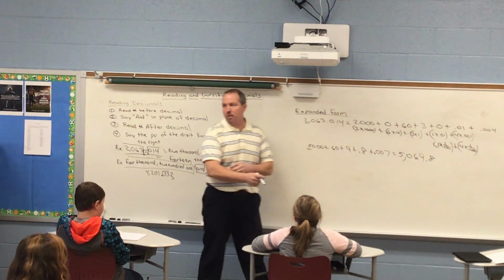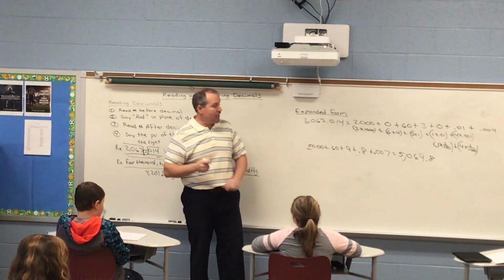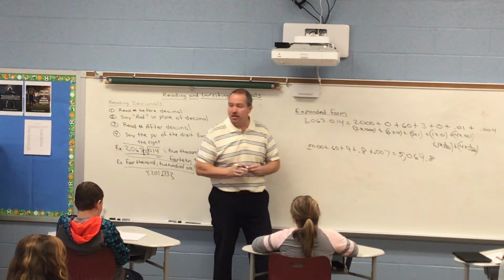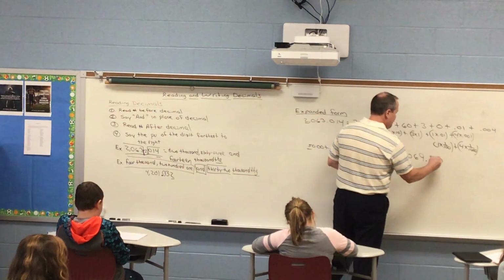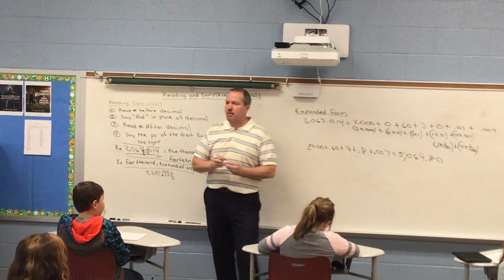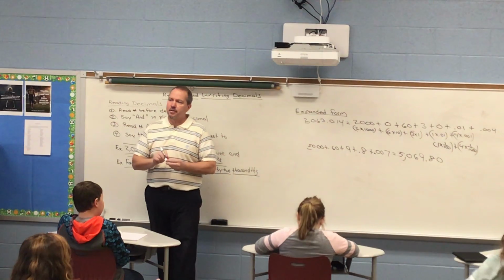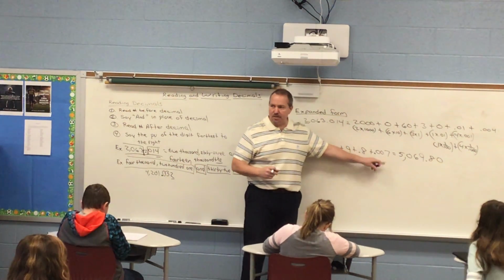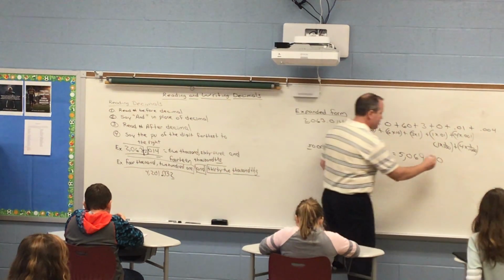After the 10th comes what place value, Carolyn? 100. Is that 7 in the 100th place? No. So what goes in the 100th place? A 0. Then after the 100th comes what place value, Henry? And is that 7 in the 1,000th place? Yes.